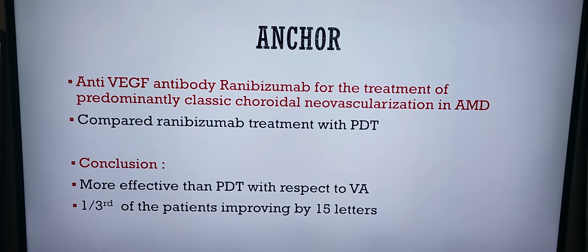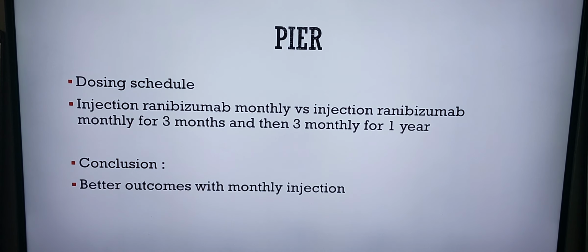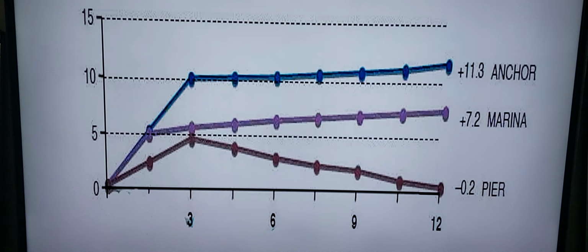So then other studies were held comparing the dosing schedule: ranibizumab injection monthly versus monthly for 3 months and then 3 monthly for 1 year. According to this, there were better outcomes with a monthly injection dose of ranibizumab, and this was concluded by the PIER study. And according to this, if 3 monthly injections were given, the visual acuity was seen to deteriorate at an interval of 1 year.